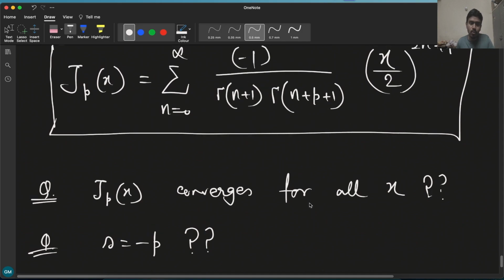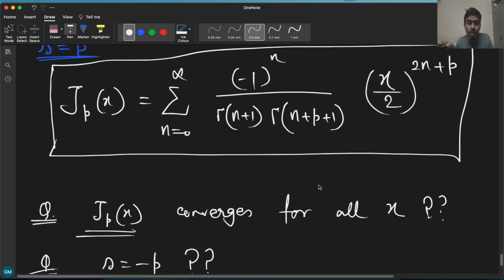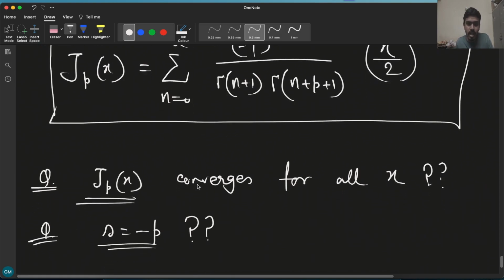We are expecting that for s equals p and s equals minus p we get 2 independent solutions, but are those solutions independent? No? And if not, then how can we get 2 independent solutions? Those questions will be answered in the next class. There I will talk about the convergence of the Bessel function of the first kind, and then I will talk about the Bessel function of the second kind.